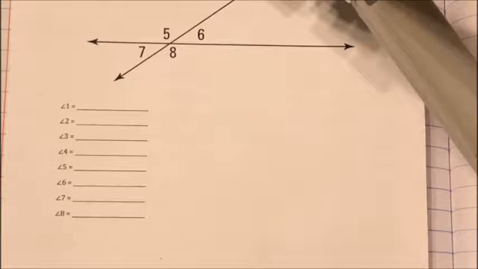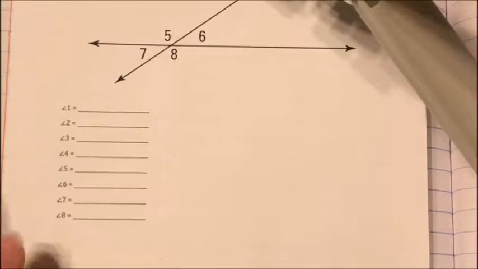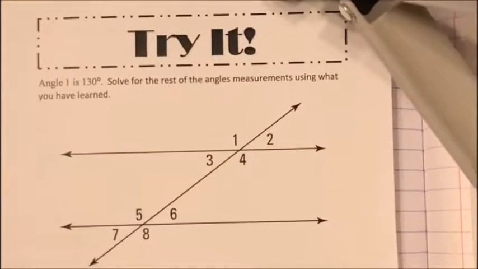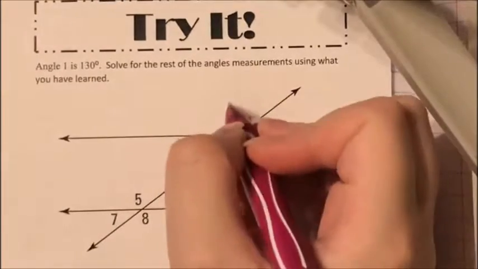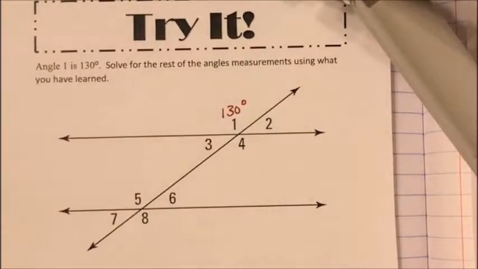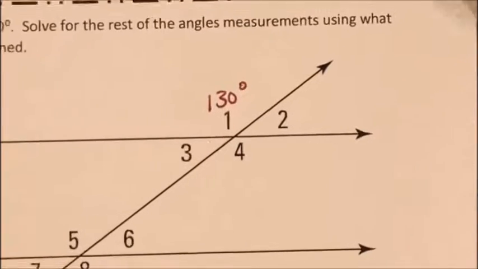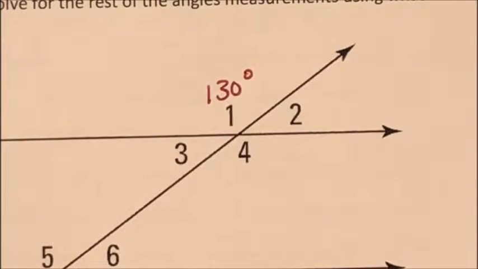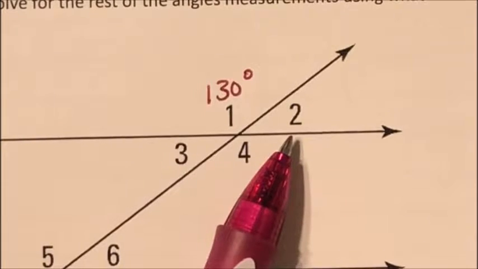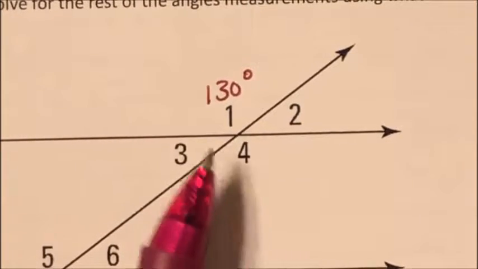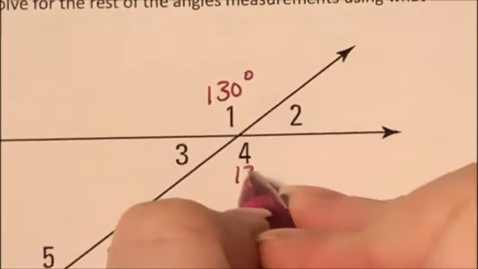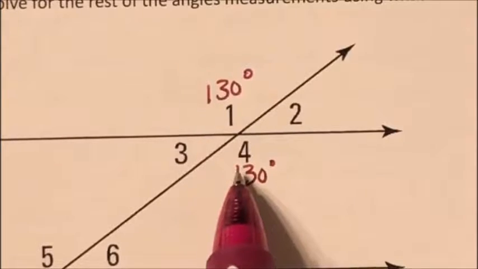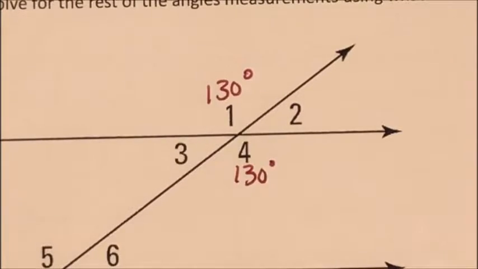All right, now that you've had a chance to try out the try it problem, let's go over the answers together. So it says angle 1 is 130 degrees. So since we know angle 1 is 130, we can easily find angle 2, angle 3, and angle 4. We know angle 4 is also 130 degrees because angle 1 and angle 4 are vertical angles. Okay?